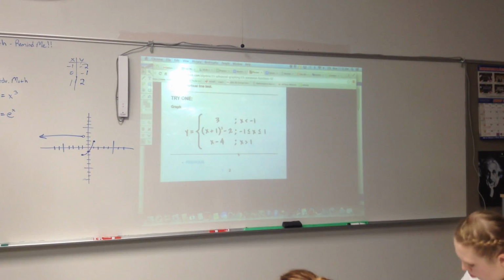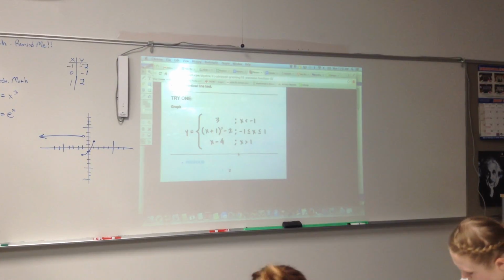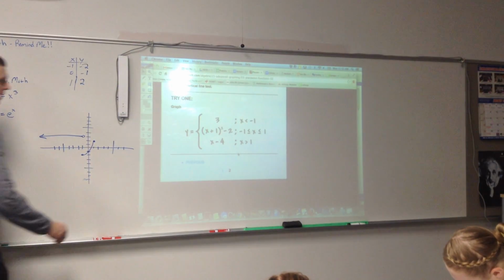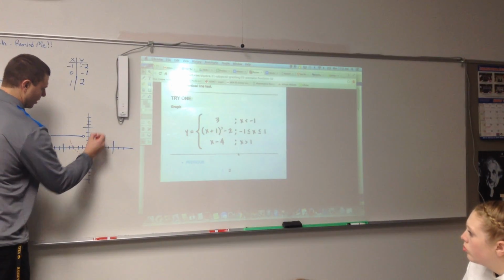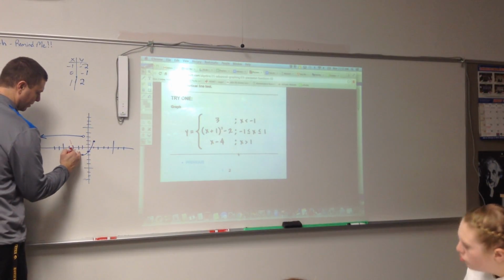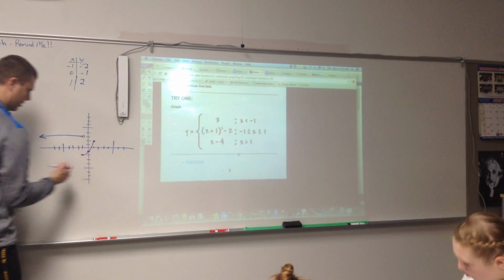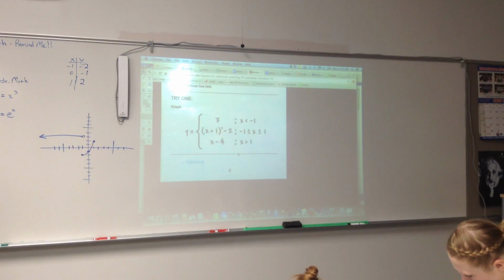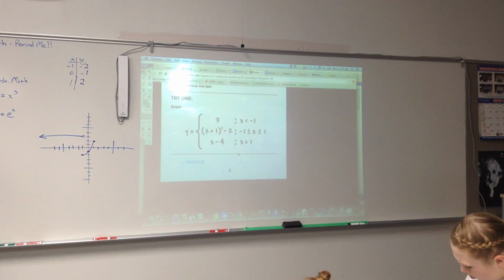There's that parabola. If you were going to graph the whole thing, it would look like this, right? But we're only graphing it from the x value of negative 1 to 1. Okay? So far? Alright.